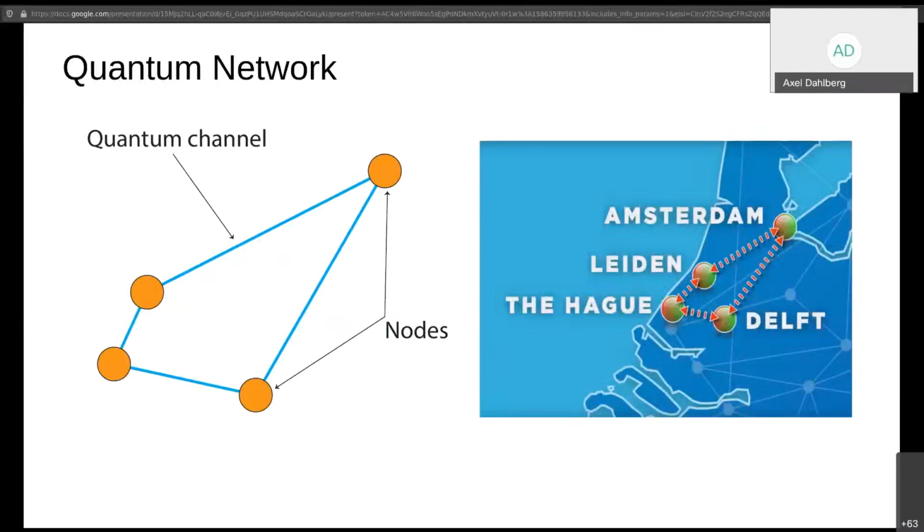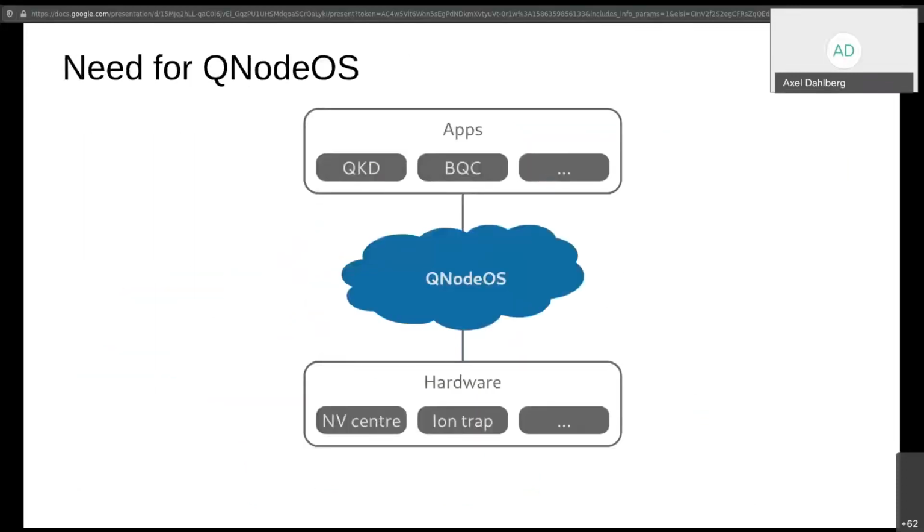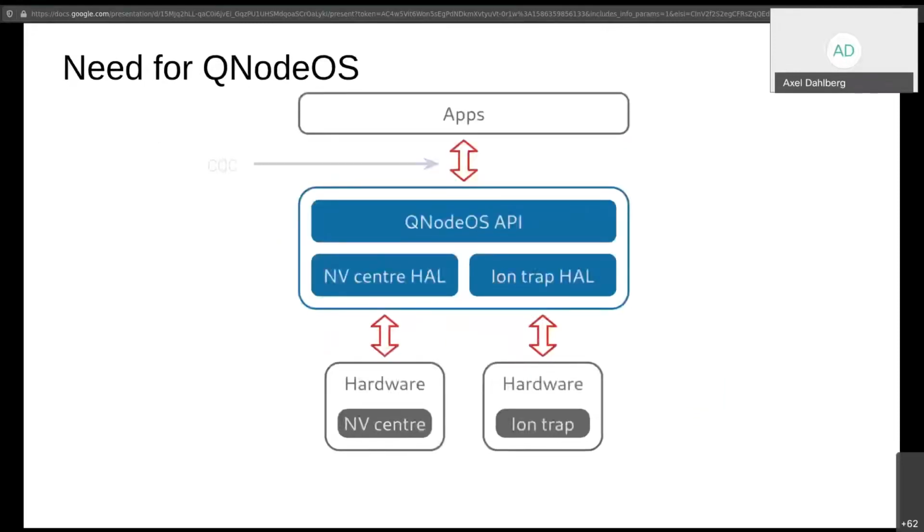Okay, let me try. I can show you briefly the slides that I intended to show. Here's upscaling to a quantum network. We want to bridge the gap between applications and hardware, and we had this need for an interface between applications and QNodeOS. Let me double check if this is working now. Yeah, it's working. All right, thanks.